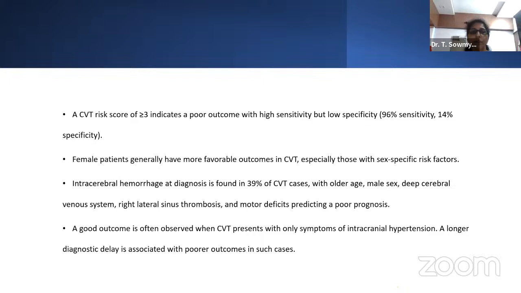And female patients who are affected with CVT generally have more favorable outcomes in view of the sex-specific risk factors. And intracerebral hemorrhage at diagnosis is found in 39% of cases of CVT, associated with older age and male sex, deep cerebral venous system and lateral sinus thrombosis, and motor deficits. And good outcome is observed in patients with CVT with only symptoms of intracranial hypertension.